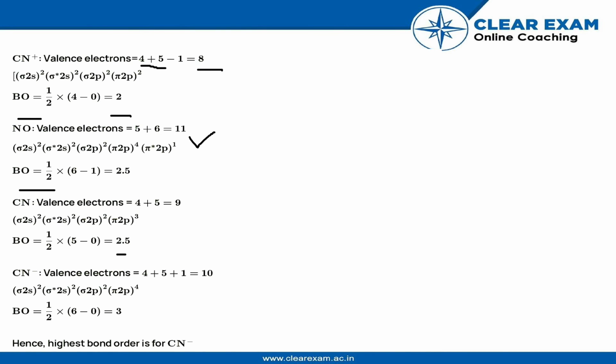And for the CN negative, valence electrons are 10, so the bond order is 1 by 2 into 6 minus 0, that is 3. And the highest bond order is for the CN negative. CN negative has the highest bond order, that is option number 2.